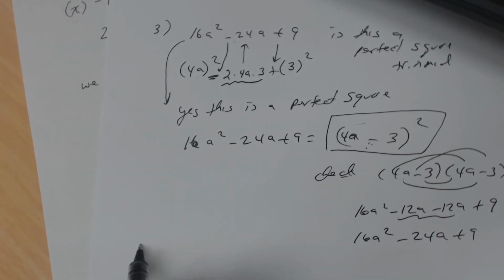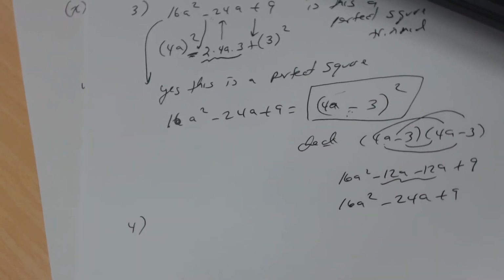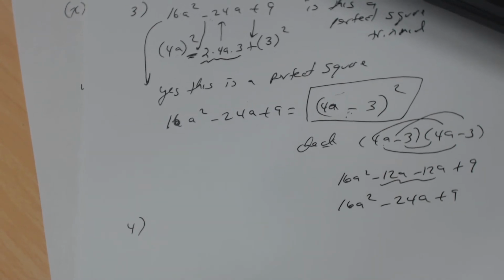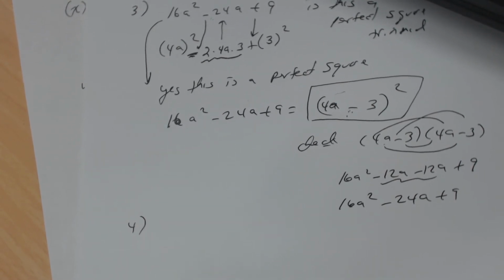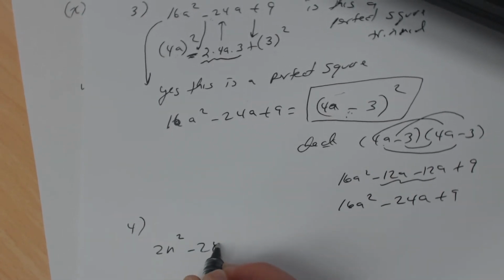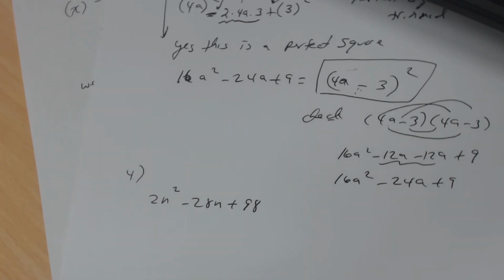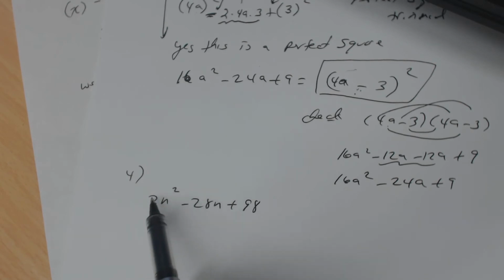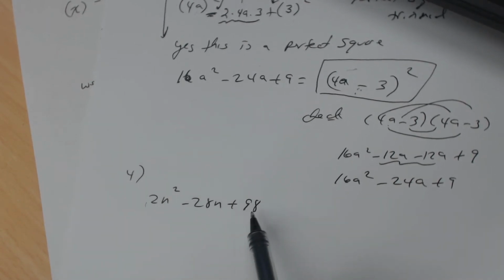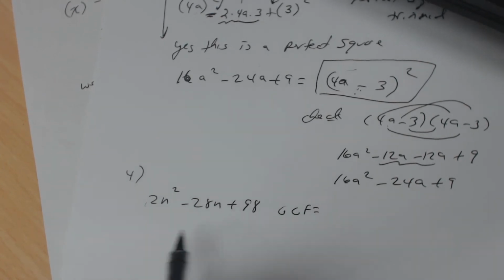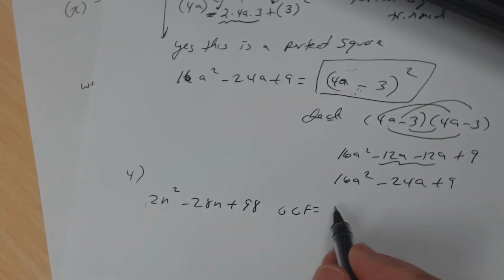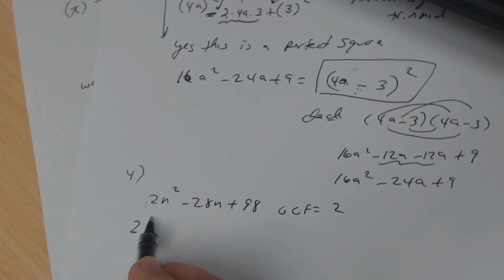All right, let's look at number 4. Let's see this one. Suppose you had 2n squared minus 28n plus 98. All right. Now, right away you know that this term right here is not a perfect square, nor is this term. But remember, the first thing you always have to check is, does this polynomial have a GCF other than 1? It does. The GCF here is going to be 2. So the first thing you want to do is to factor out the 2.